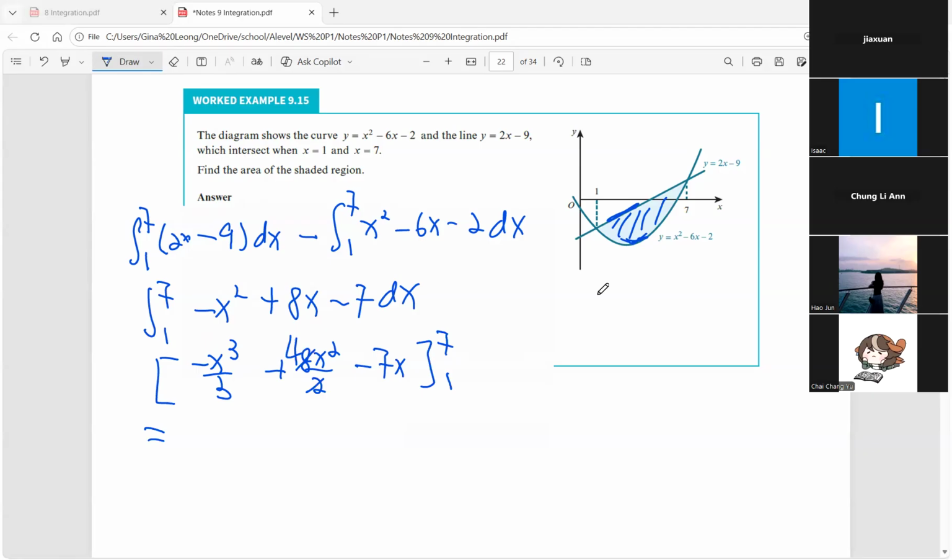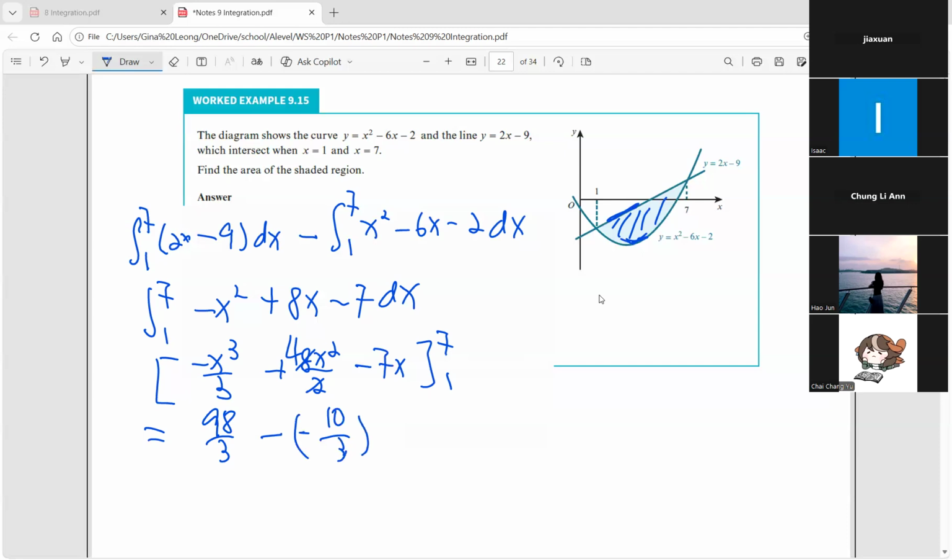Calculate 7. Okay, my answer 98 over 3. Okay. Then I calculate again, 1 equal. Okay. I get this one. So minus 10 over 3. Okay. So now I plus together because it's the same case. So 98 over 3.